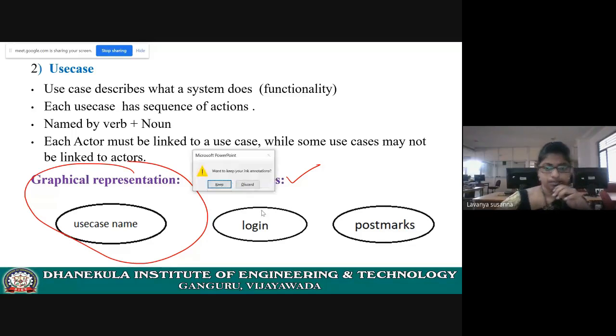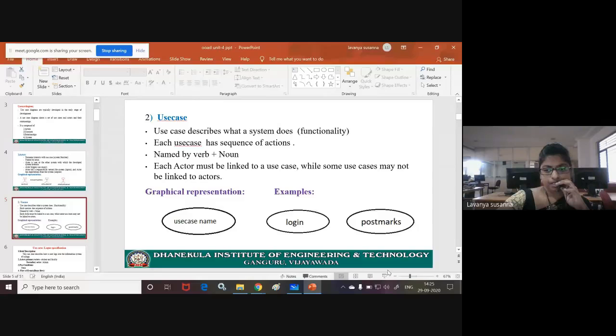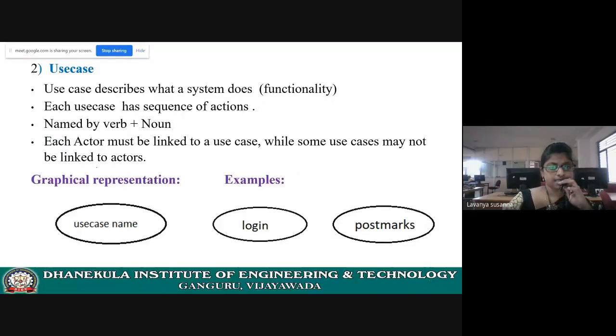You know what a use case is. Once again, read these points on the PPT. What is a use case? It is a functionality of the system, and each use case will have some sequence of actions to be performed. How should the use case name be? It can be a noun or a verb, and each actor will be linked to the use case.